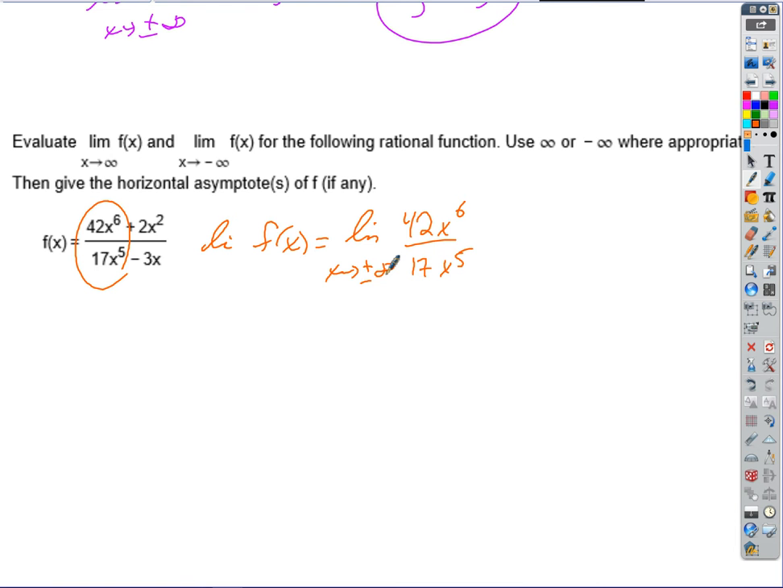So what does that simplify to? 42 over 17 doesn't reduce, but x to the 6th over x to the 5th does. What do we get? What's x to the 6th divided by x to the 5th? X. So if x approaches positive infinity, then what are we going to get? We get that x is on the top because 6 is bigger than 5, right?